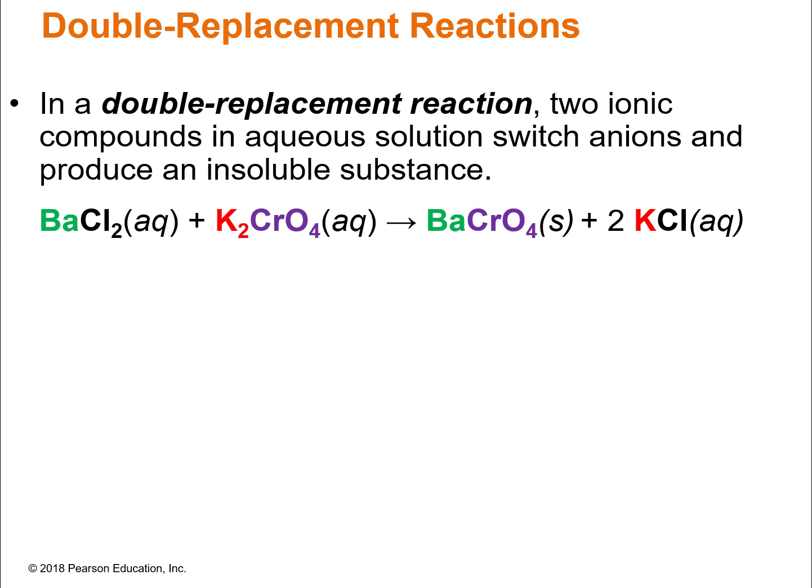In this example, we have barium and potassium as our positive ions. And they're going to switch anion partners. The barium was with the chloride, now it's with the chromate. And when that happens, it falls out of solution because barium chromate is insoluble.